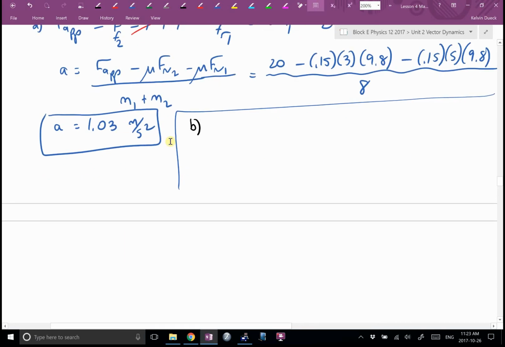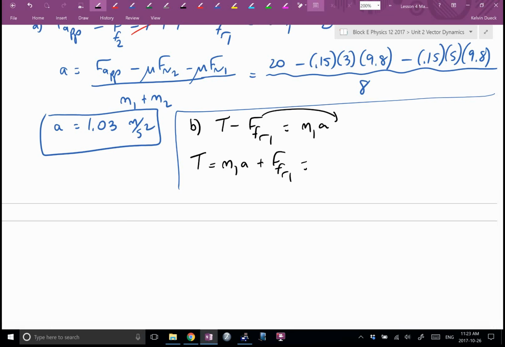So now we're looking at M1. Who's winning? Who's losing? Equals. To get the T by itself, plus it over, I'll get tension equals M1A plus friction force 1. What was M1? Was it 3 or 5? 5?